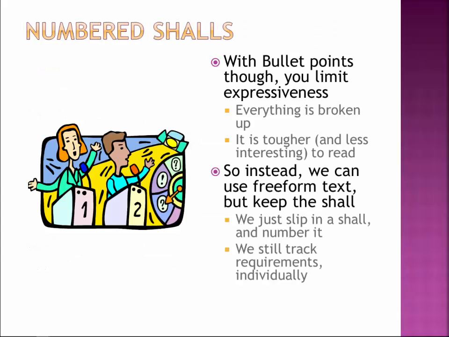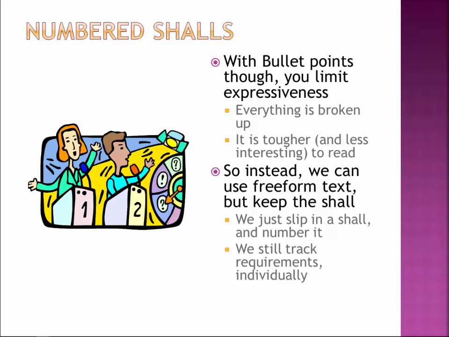So the alternative to this, now that we looked in detail at numbered shalls and the bullet points, is that we can't really tell the story as we talked about. Everything's kind of broken up, and it's tougher to read because each of them is intentionally so separate from all the rest. They're distinct. So one of the alternatives is we can keep free-form text. We can tell the story, but we slip in where the shalls are and number them accordingly.